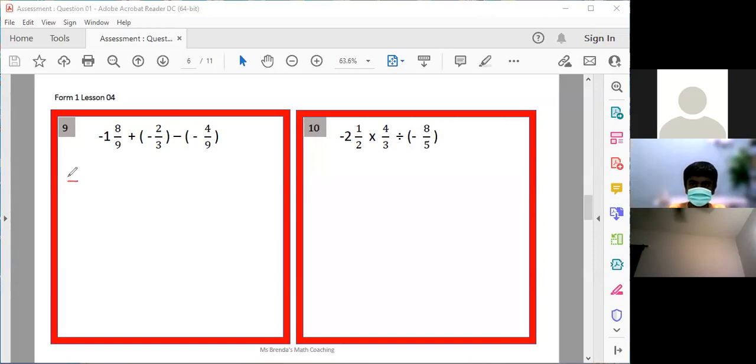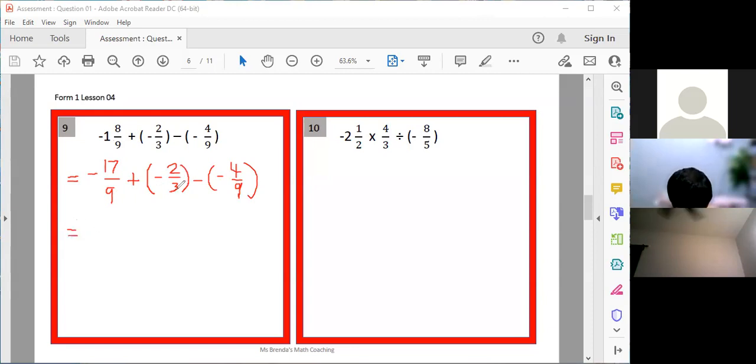So first step, change everything. 9 times 1, 9. 9 plus 8, how much is that, guys? Negative 17 over 9, okay? Plus negative 2 over 3, okay, all right? And then minus negative 4 over 9. I don't have to change much. In fact, 1 only I'm changing. Now, all of this is going to become a common denominator. I'm going to use 9.